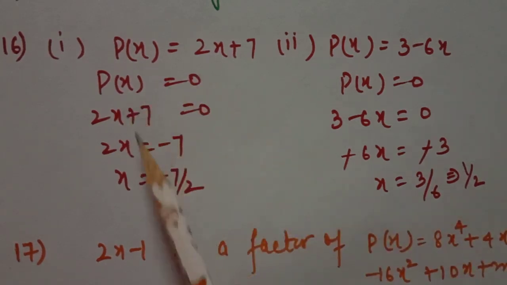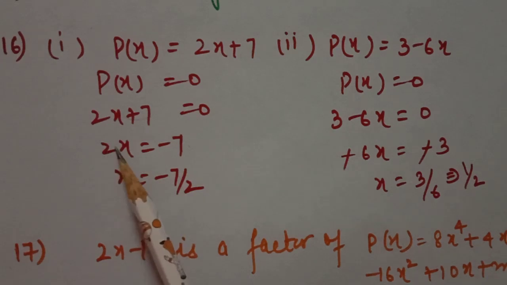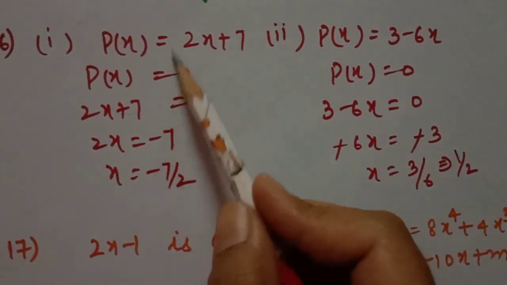Now we will shift this 7 to the other side. It becomes minus 7. Then 2 is present in multiplication, now it is in division. So students, this is the zero of this polynomial.